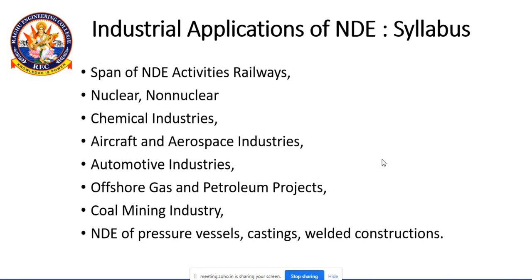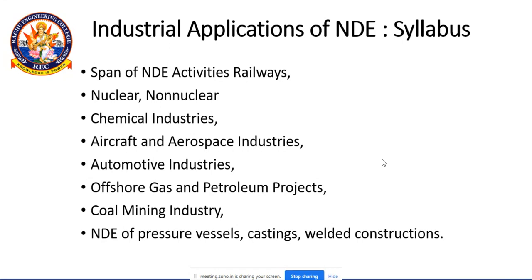The fourth one is the aircraft and aerospace industries. One important thing I want to discuss about the aircraft industry: once an aircraft moves from the land, if any problem occurs above the land in the moving state, we cannot rectify it. There is very limited chance to rectify the defect. If the defect is major, it is very difficult to rectify. And if any accident happens due to the defect, there is a big loss of human lives. So again, we have to check the aircraft and aerospace industries thoroughly. And the next one is the automotive industries.